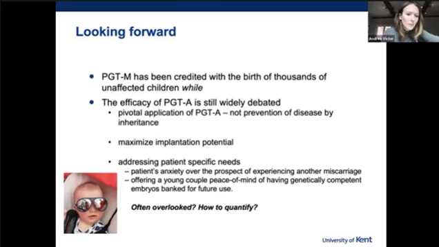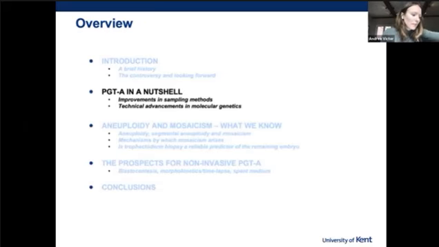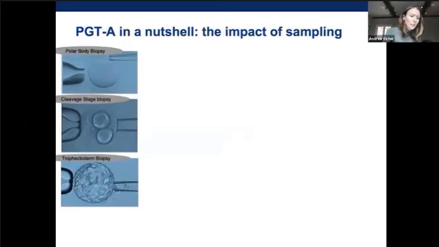So with that, I'm going to move into the next section, which is just PGT-A in a nutshell. I'll give you some highlights on some of the technological advancements, starting with sampling methods. PGT-A, at least in its current widely embraced form, requires genetic material on which to perform analysis.